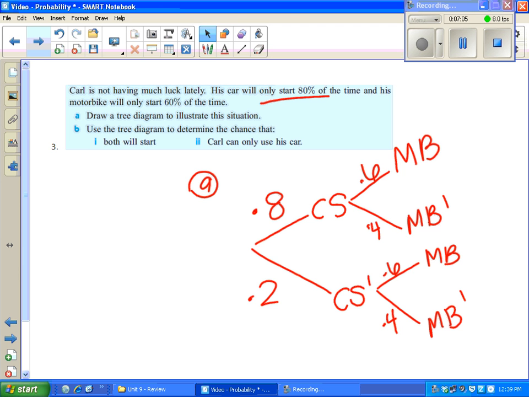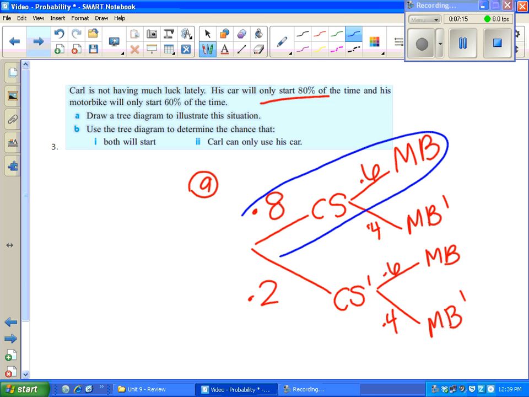So then the follow-up question for B says, determine the chance, so here we are with probability, that both will start. So I'm looking at his car starting and his motorbike starting. Whenever we're working a tree diagram and we're moving along branches, we multiply. So I'm going to do 0.8 times 0.6, which gives me 0.48.